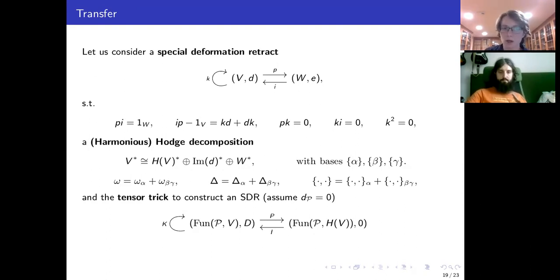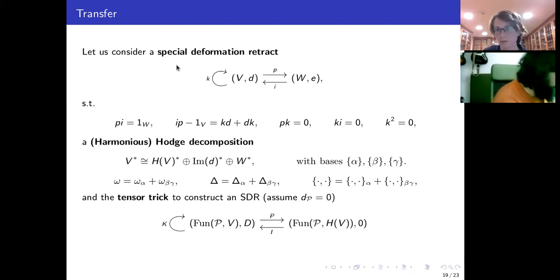A general way to approach this is that usually you construct something like a homotopy retract, and then you have some techniques to transfer it to the cohomology. Here we use a special situation where we have a special deformation retract. So we will have the vector space V with the differential D and the other chain complex W with differential E.